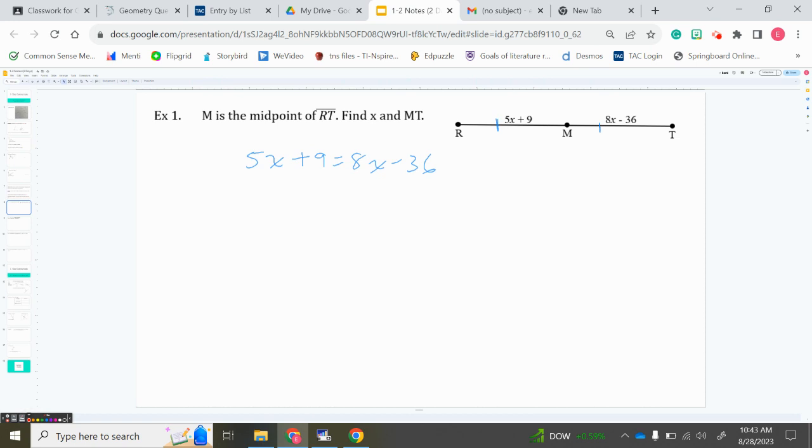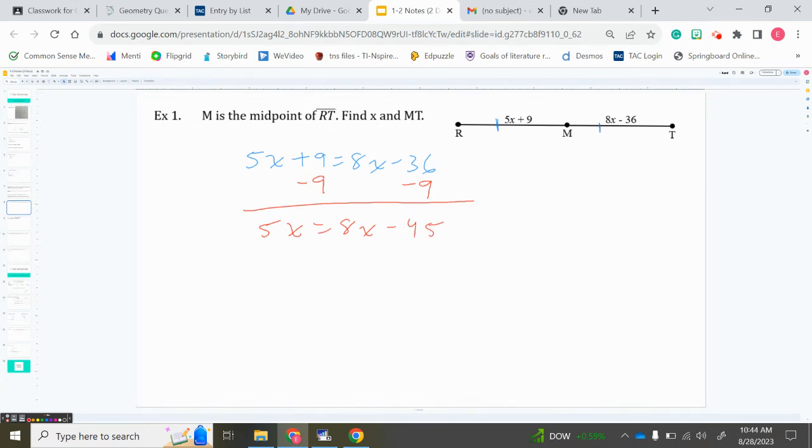Someone tell me what's the first step for solving this? I wouldn't divide anything just yet. How about we subtract the 9 from each side? So I have 5x equals 8x minus 36 minus 9. What does that give me? Negative 45.